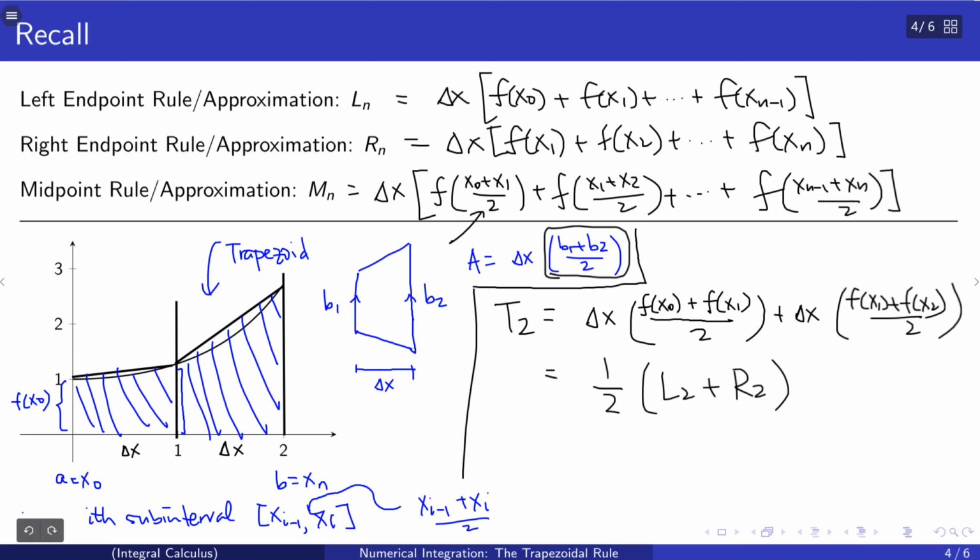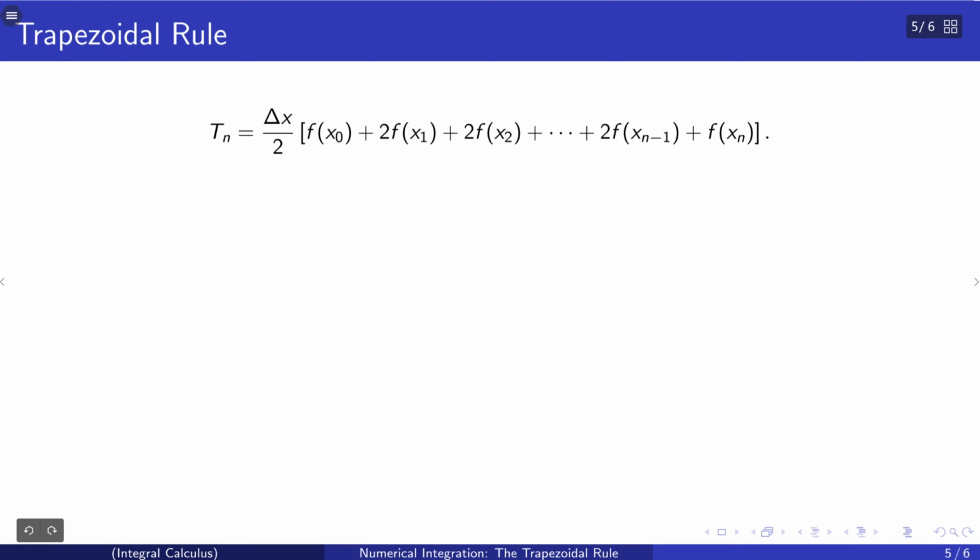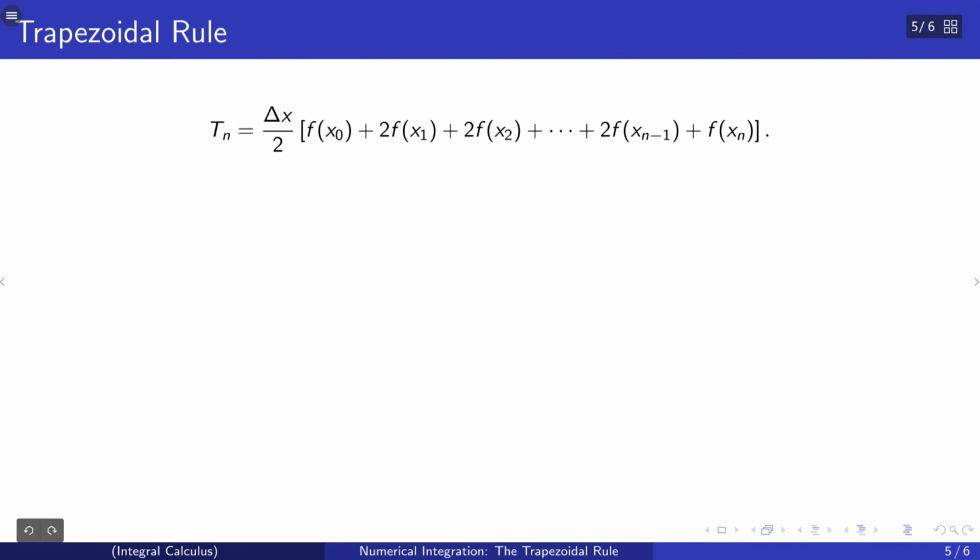And so that's another rule that we can use that's useful. Let's formalize this here. If you have t sub n to denote the approximation of your integral from a to b of f of x dx using n subintervals, then that's how you compute the trapezoidal rule approximation.